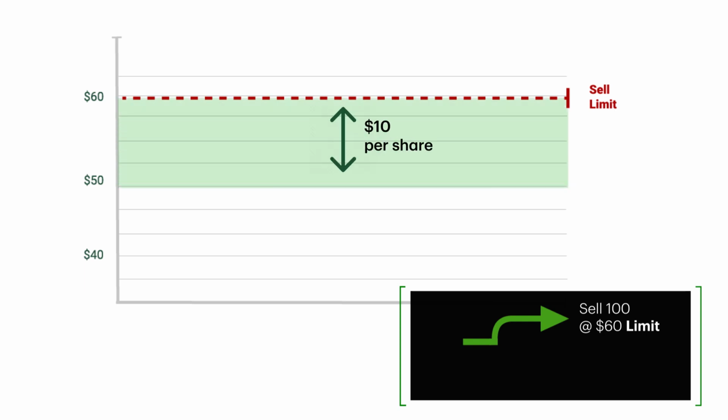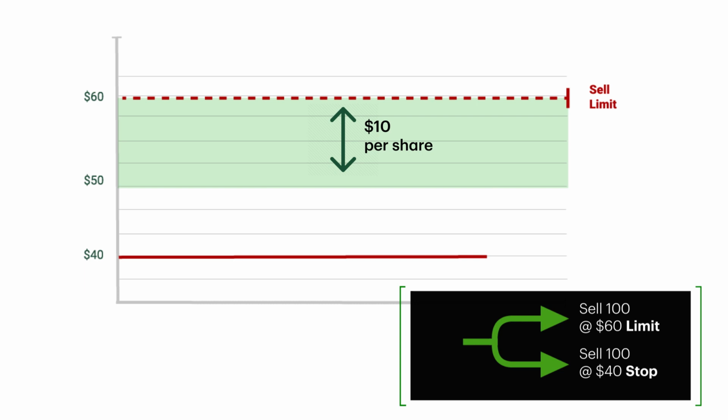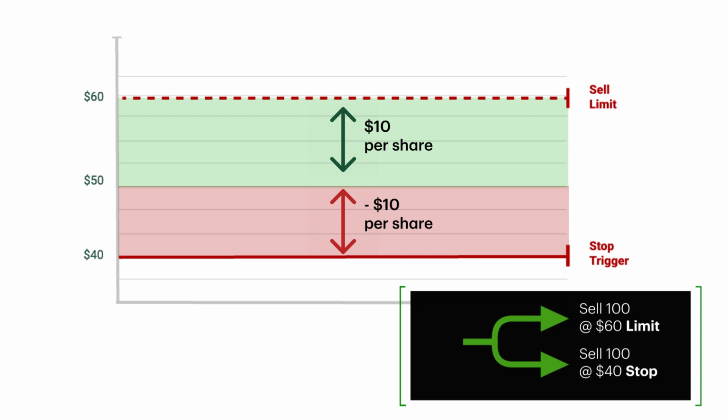Using OCO, you set your first order to sell your 100 shares at $60. This lets you exit with a profit of $10 or more per share. On your second order, you set it to sell on stop 100 shares at $40. This limits how much the stock needs to go down before you are willing to sell and accept a loss on the investment, but it also includes a goal of limiting any further dollar losses.